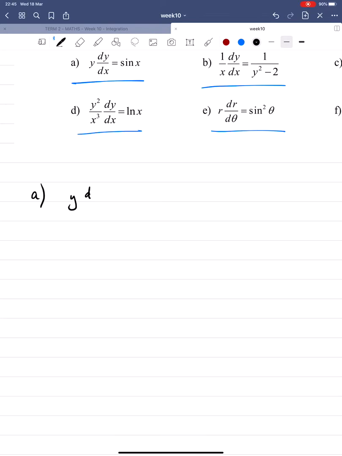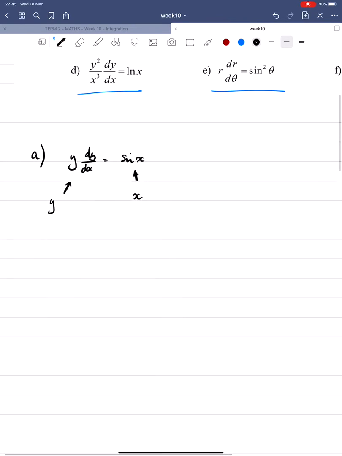We have y dy/dx is equal to sin x. What I want is everything on this side, the side that has dy at the top, to have y's in it, and everything on this side to only have x's in it. The way I'm going to do that is to multiply by dx, which puts the dx on that side, in which case I get y dy = sin x dx, and then I can integrate.